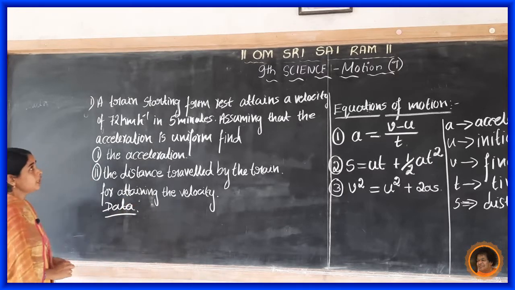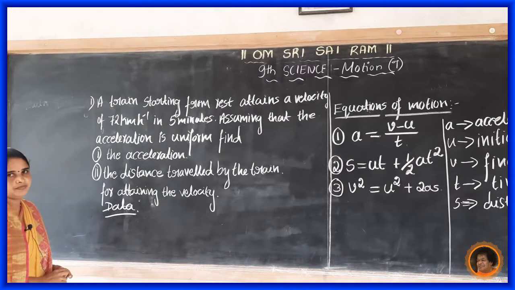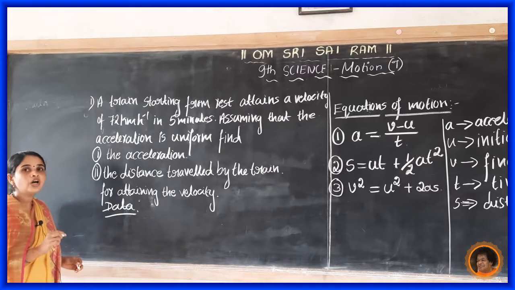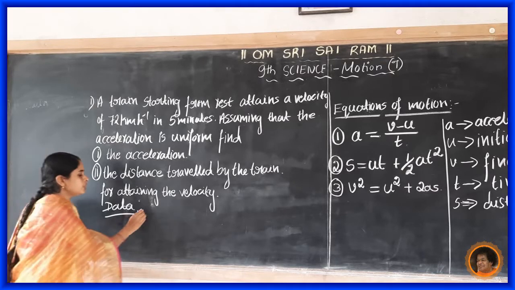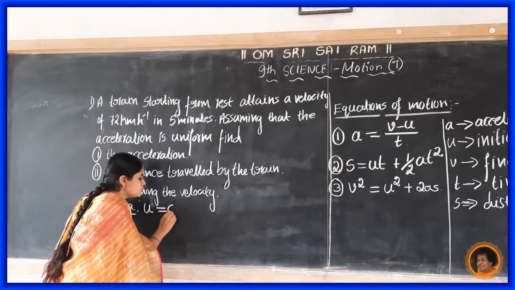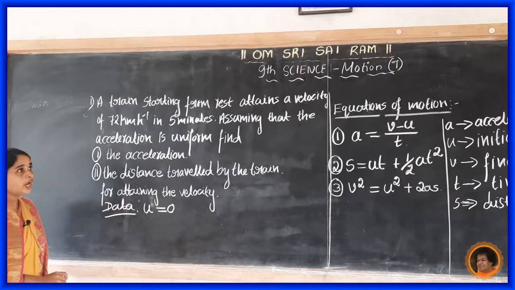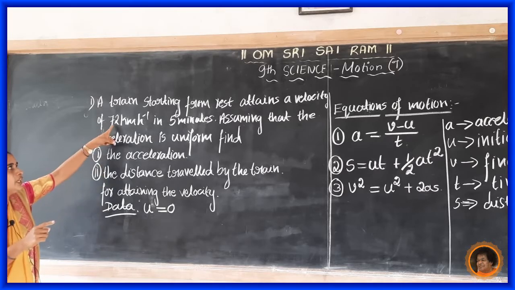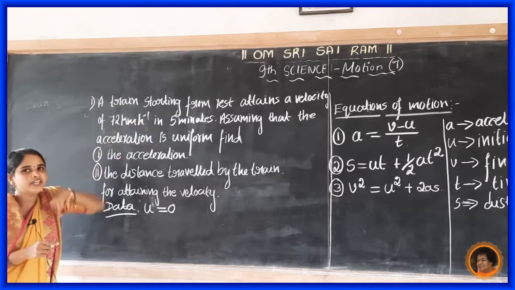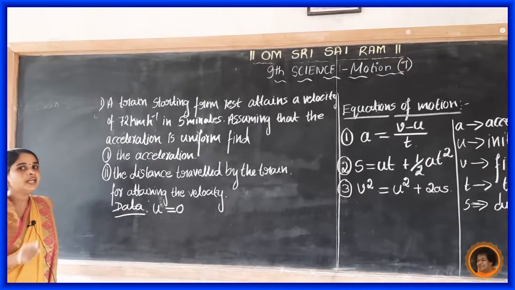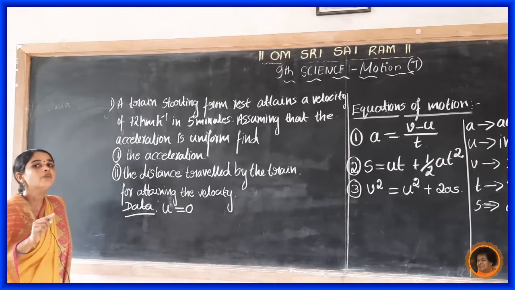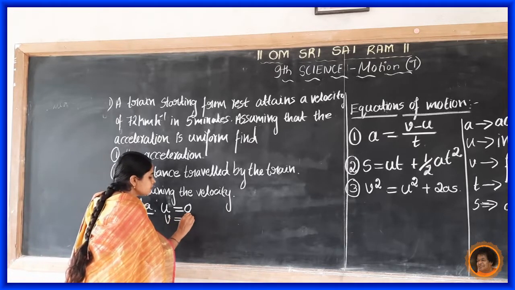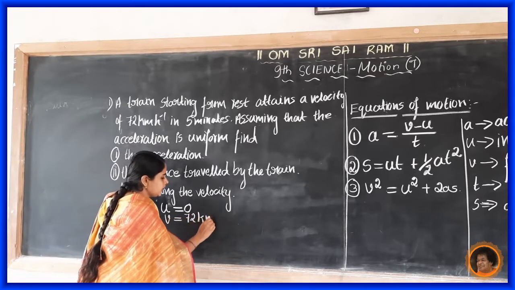Given: a train starting from rest. In the rest state, its velocity equals 0. So initial velocity u equals 0. And that train attains a velocity of 72 km per hour in 5 minutes. So final velocity v equals 72 km per hour.